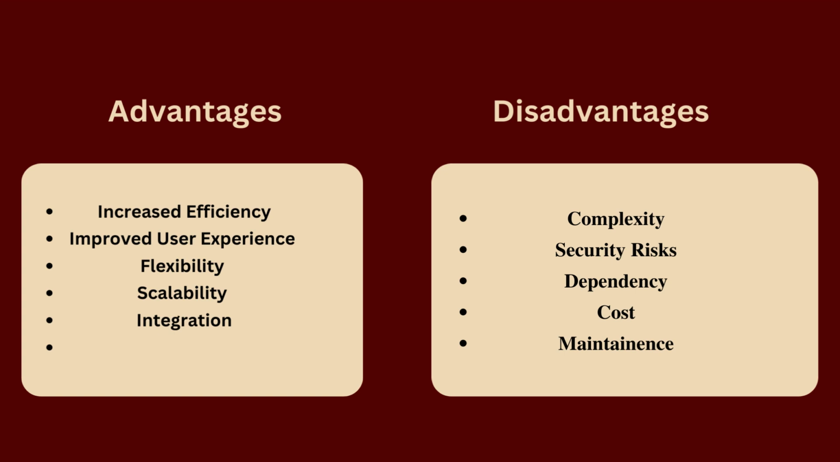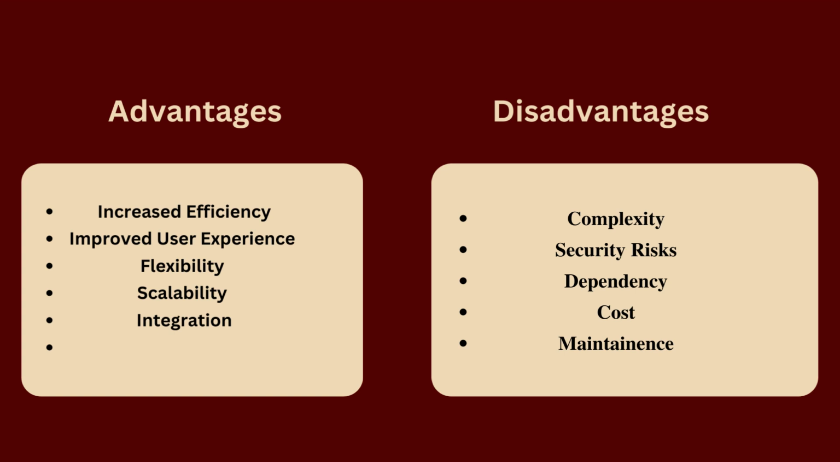So, next we can list some of the advantages and disadvantages associated with API. So, advantages: increased efficiency. API allows developers to integrate services and functionality from different applications and systems, which can help streamline workflows and improve overall efficiency. Improved user experience. APIs can be used to enhance the user experience by providing access to additional features and functionality. This can help increase user engagement and retention.